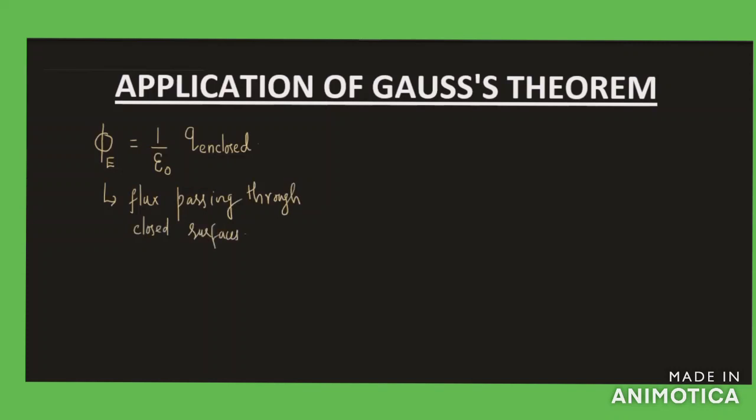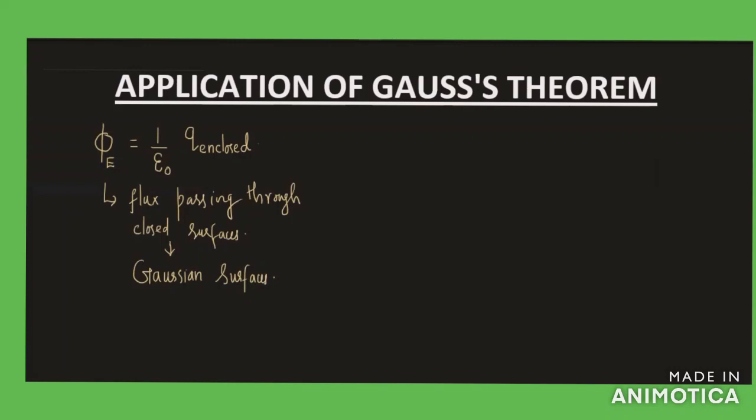The closed surfaces in which Gauss's theorem is applied to find out the electric flux are called Gaussian surfaces. What are Gaussian surfaces? Gaussian surfaces are the surfaces in which we apply Gauss theorem to find out electric flux.